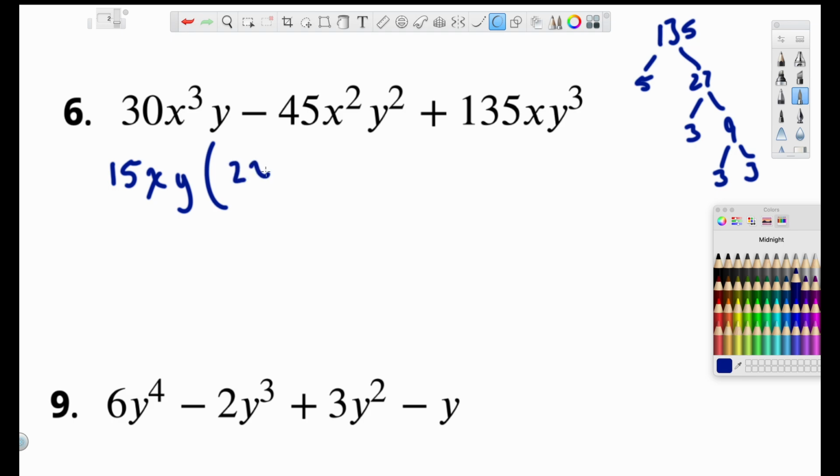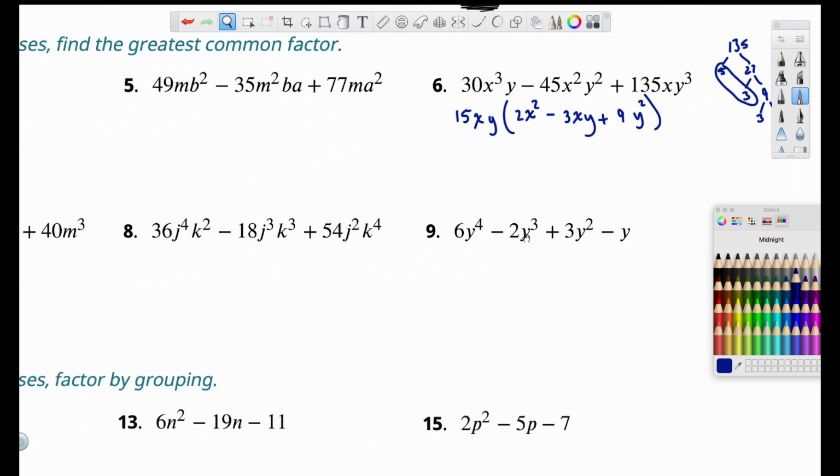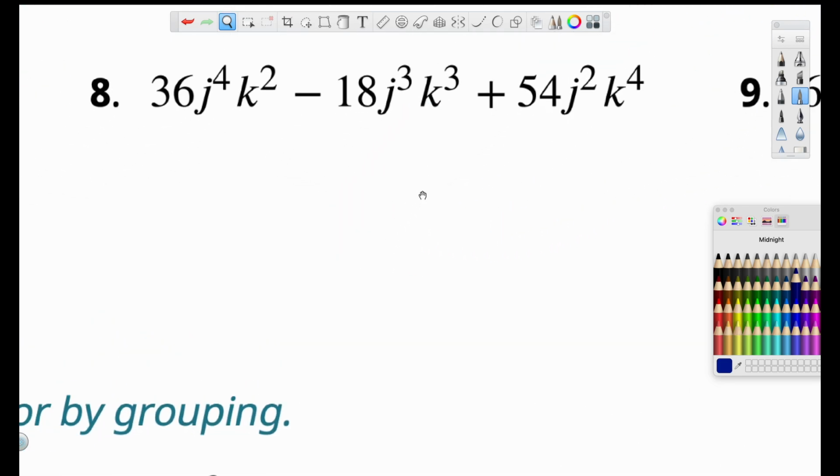So this would be 2x squared, that y came out, minus, this is 3, right? So this would be 3xy, plus, if a 5 and a 3 came out of 135 right here, that'll leave us with 9, and x is gone, y squared. Okay. It's that one. And then 8.